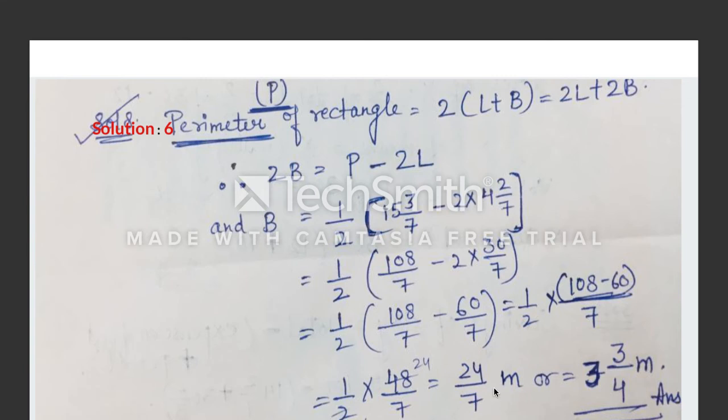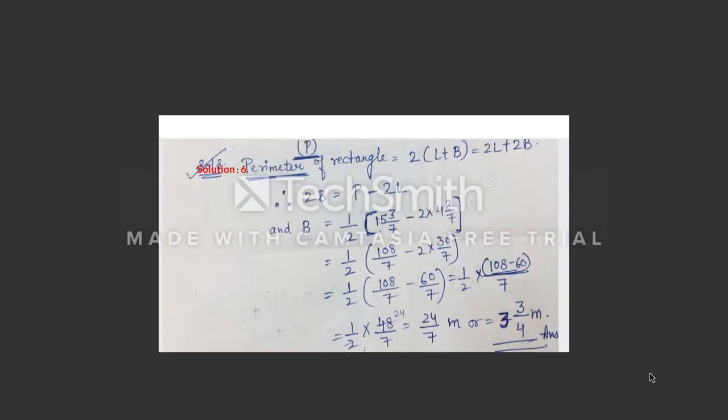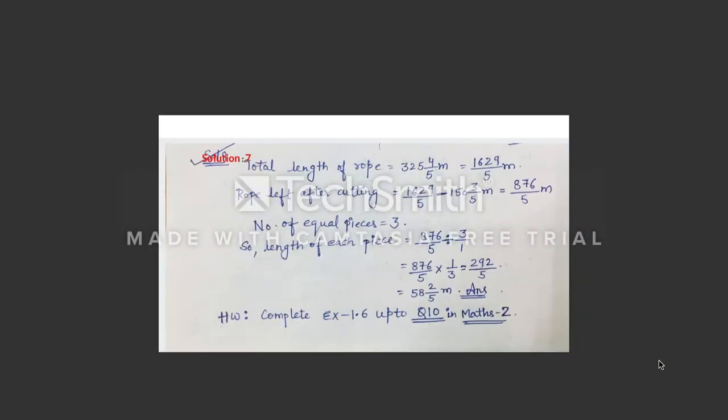Okay. So breadth comes out 24 by 7, and I can write it in mixed fraction as 3 3 by 7. 7 3s are 21. 21 plus 3, 24. Yes. 3 3 by 7 meter. The denominator will be 7 here, students. Please correct it here. It will be 7. Please do this correction particularly. It will be 3 3 by 7 meter. Fine. Clear, everyone? Let's move to the next question.